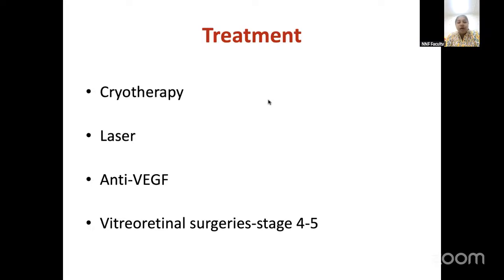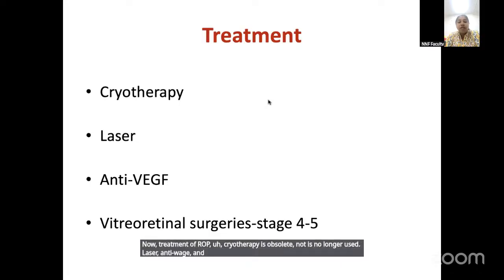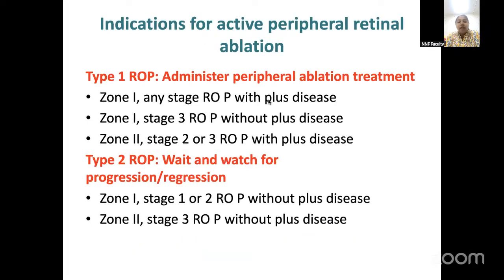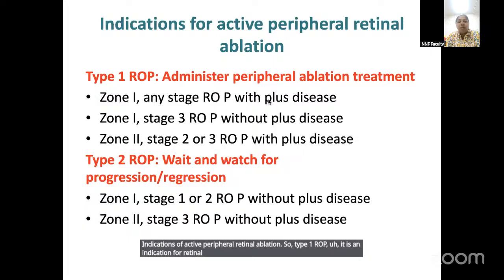Now, treatment of ROP. Cryotherapy is obsolete now, it is no longer used. Laser, anti-VEGF, and vitreoretinal surgeries in case of advanced stages like stage 4 or stage 5. Indications of active peripheral retinal ablation. So type 1 ROP, it is an indication for retinal ablation, and type 2 ROP, we can wait and watch for progression and regression.